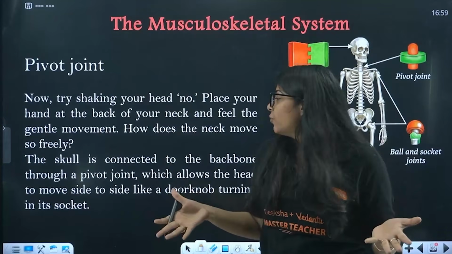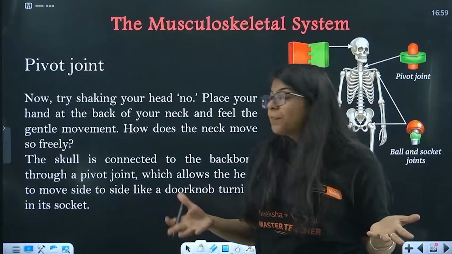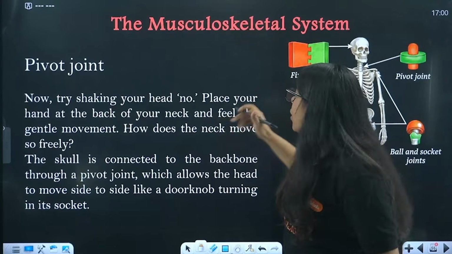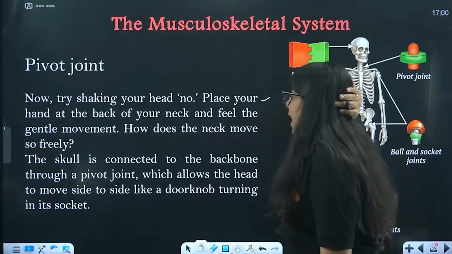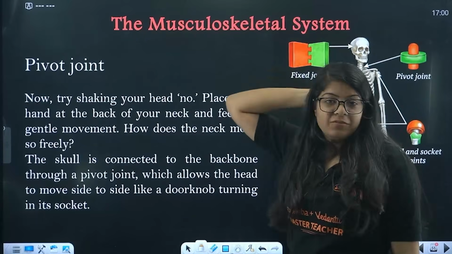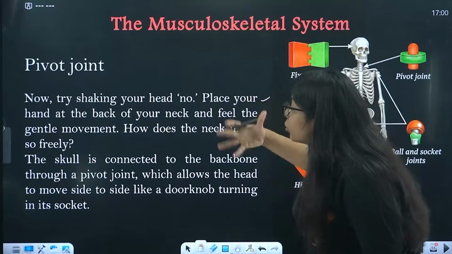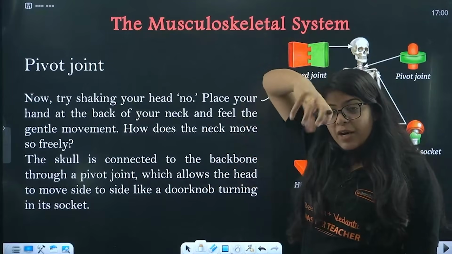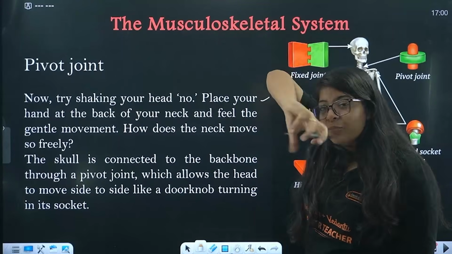Now you can pivot your head on a single axis, if I call it. So place your hand at the back of your neck and feel the gentle movement. Okay, how does the neck move so freely? Because of this pivot point. You have a pivot point, and around that you can move your head.